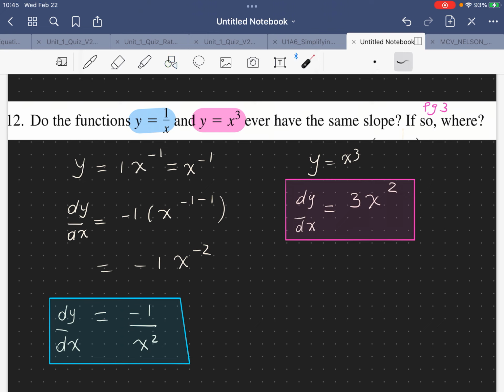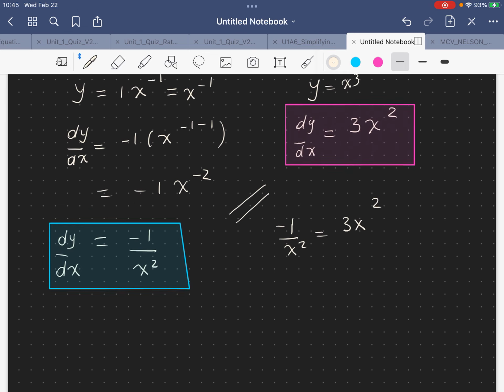Okay, so the idea is that we need these two slopes of tangents to be the same, or these two derivatives to be the same. So let's put them together and see what they make. We're going to say that negative 1 over x squared must equal 3x to the power of 2.